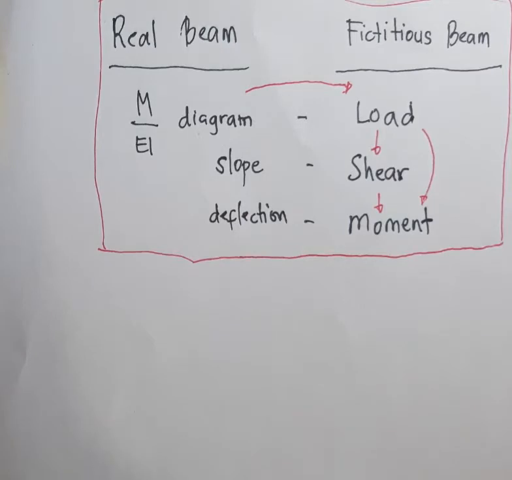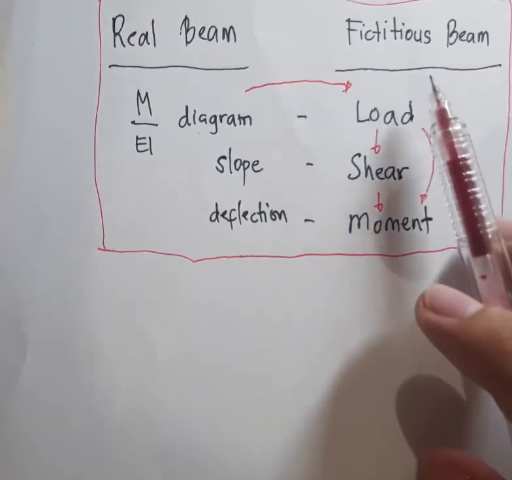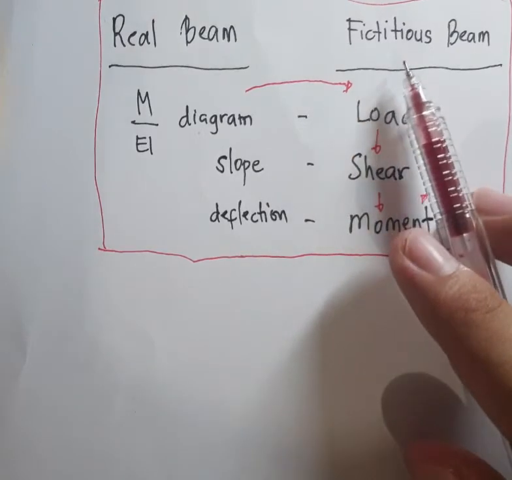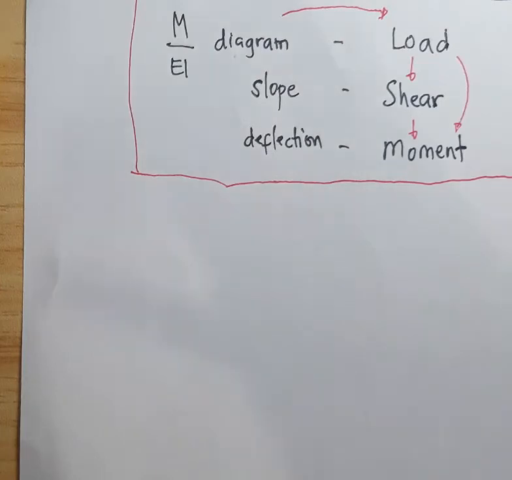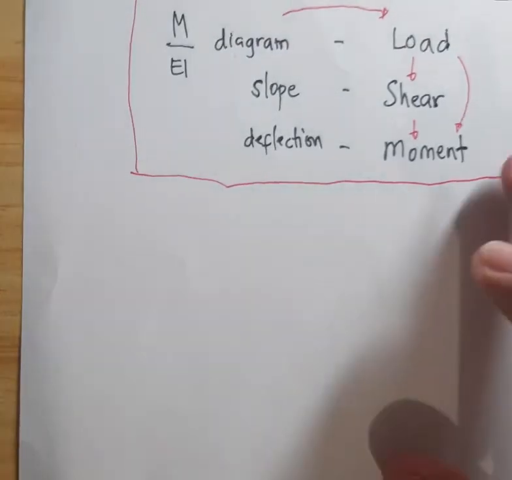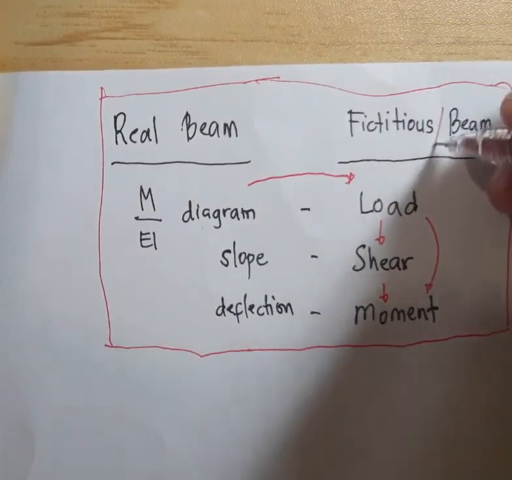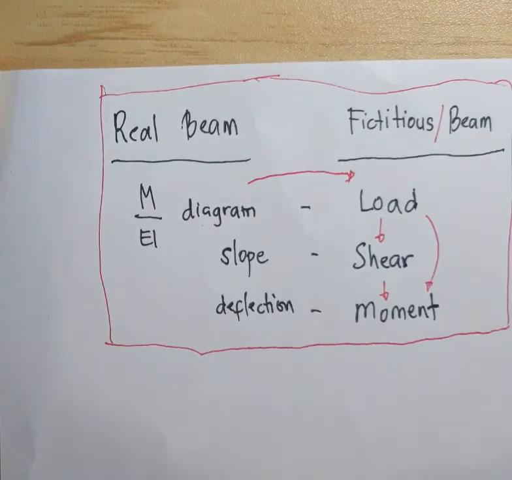Okay? So for the fictitious beam, we will elaborate on it. Here are the properties of a conjugate beam. The fictitious beam is also known as the conjugate beam.